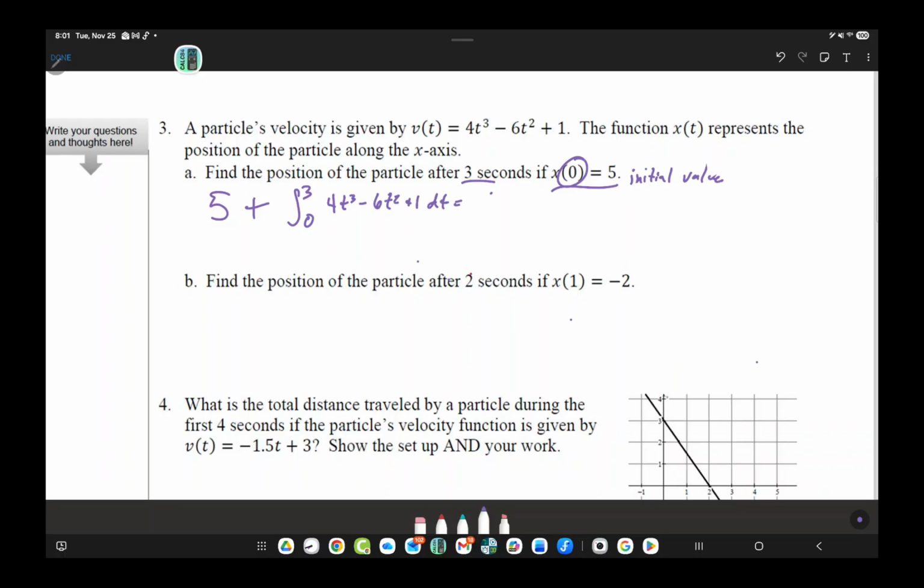That gives you 5 plus what? t to the fourth minus 2t cubed plus t from 0 to 3. A nice thing about plugging in 0, since everything is a t in it, 0 is just 0. So really it's just 5 plus whatever I get when I plug in 3. So t to the fourth, 3 to the fourth is 81.